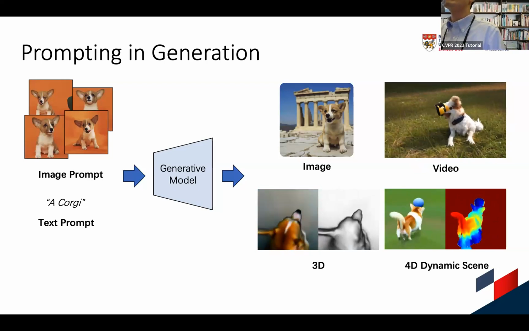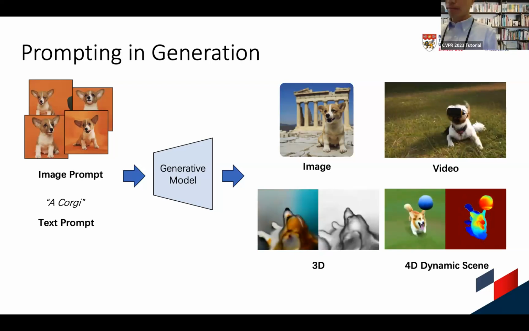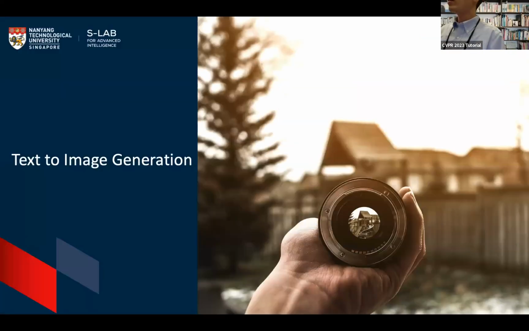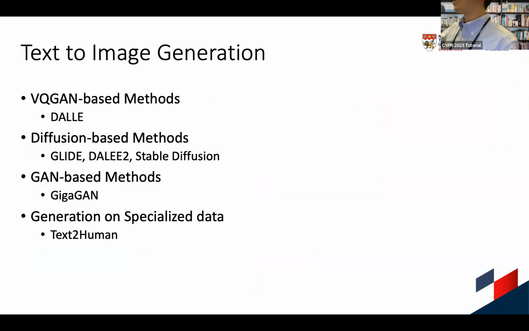I will just give a tutorial on representative works in each of the fields. The first part is text-to-image generation. I think you should be very familiar with this part, right? Like give a prompt, an astronaut riding a horse in photorealistic style, and you can instantly get all these images. This is from the DALL-E 2 paper. So how can we get to the point where we can create such photorealistic images? There are several works, so I will just go through them.